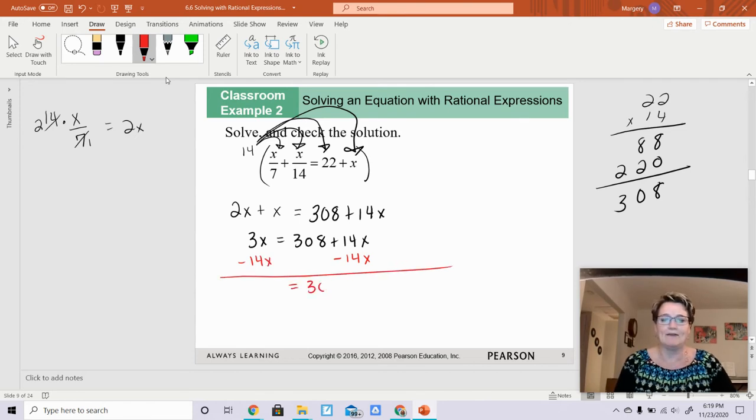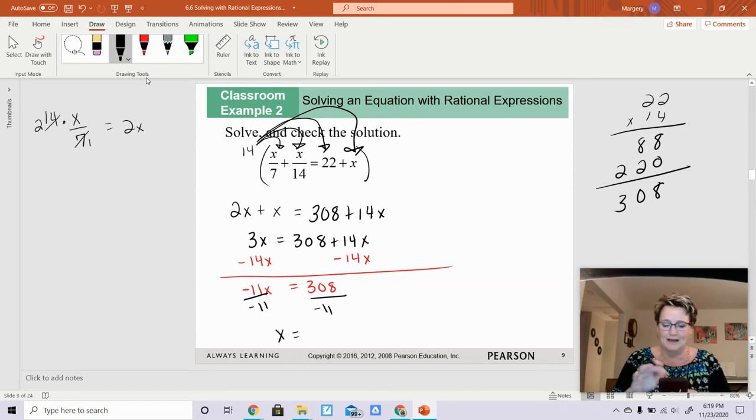So on this side, I have 308, and on this side, I have negative 11x. Now I want to get x by itself, so I'm going to divide both sides by negative 11. So I get x equals 308 over negative 11. It might go in there evenly. I'm going to use a calculator just to see if it does. 308 divided by 11 goes in there 28 times. So that's going to be negative 28.